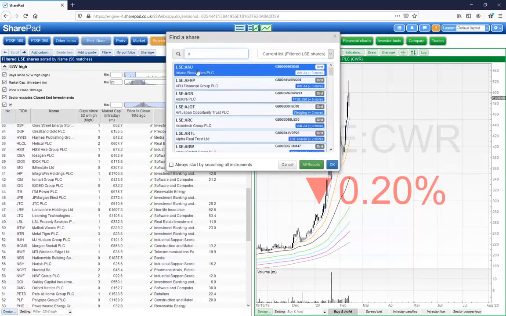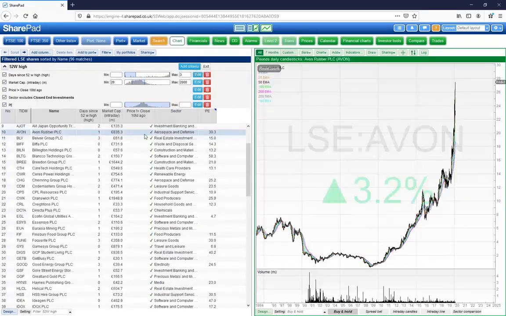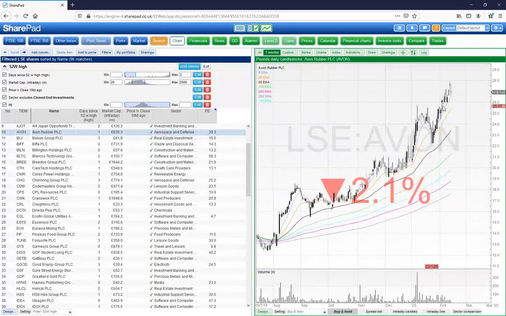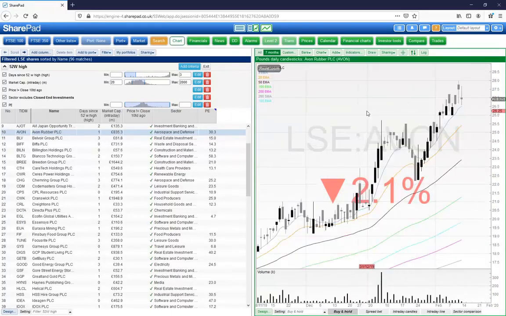So if we type in Avon, we've got Avon Rubber. I think Phil Oakley covered this for IC recently. Nice uptrend. It's SETS traded as well, I believe, so you can put your order on the market with direct market access.